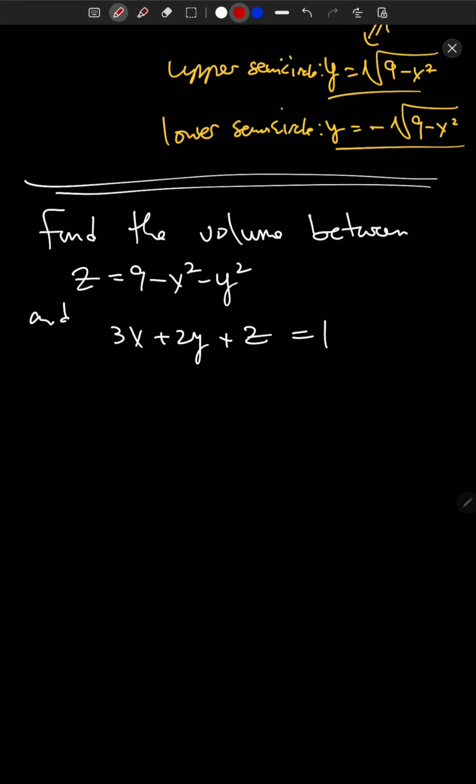So this guy is a paraboloid, upside down. You definitely want to be able to recognize what these equations represent, because otherwise you're not going to be able to visualize what you're integrating. And if you can't visualize what you're integrating, you won't be able to visualize the region of integration, and then you won't be able to set up the integral. So this is an upside down paraboloid, and this one is a plane.